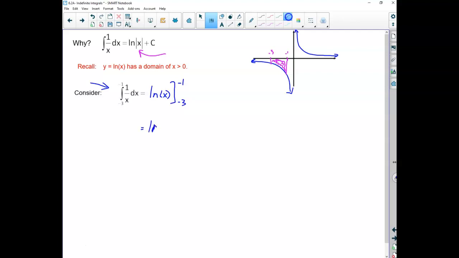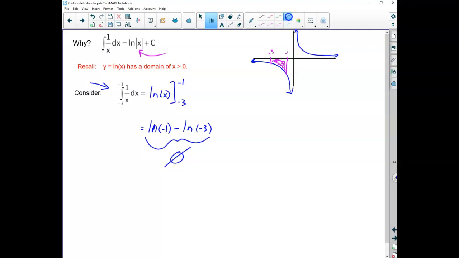That's the ln of -1 minus the ln of -3, and then you're going to try to type this into your calculator because you don't know what the natural log of -1 and -3 are. You're going to be like, whoa, whoa, my calculator can't even do it. Well, why can't it do it? Because I can't have negative values inside my natural log.